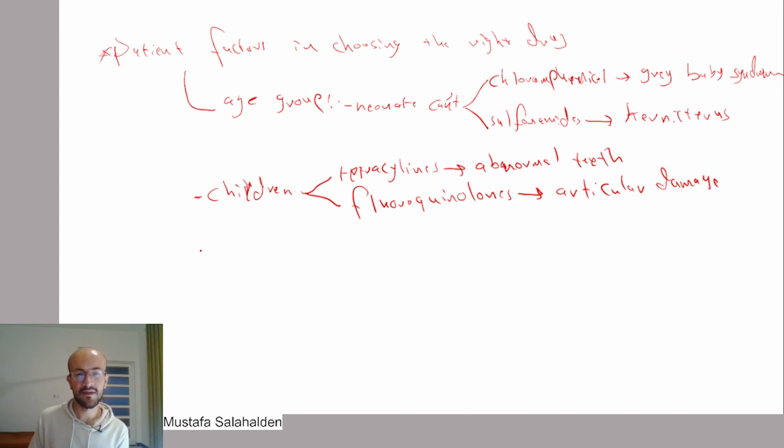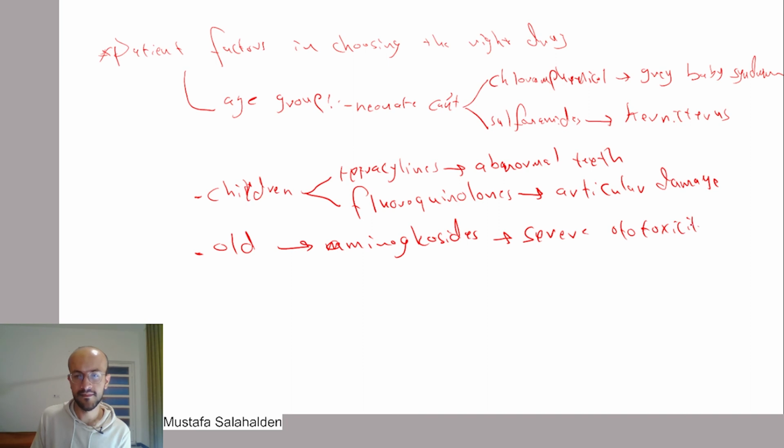In old people, which is the old age group, you can't give them the aminoglycosides, because they cause severe ototoxicity and nephrotoxicity.